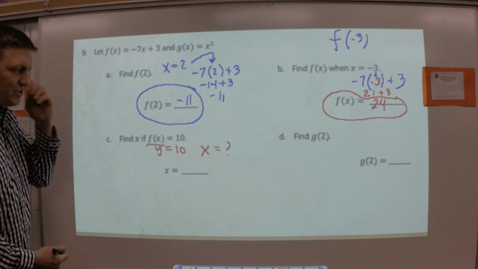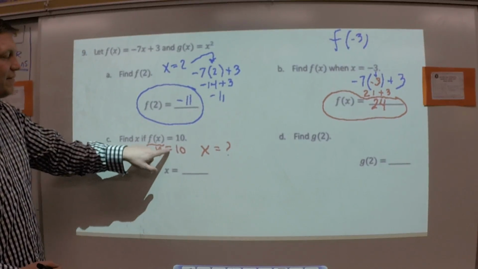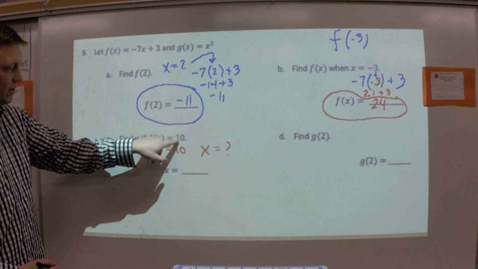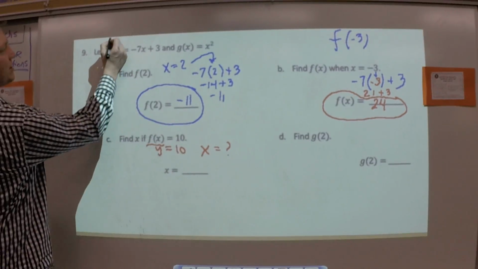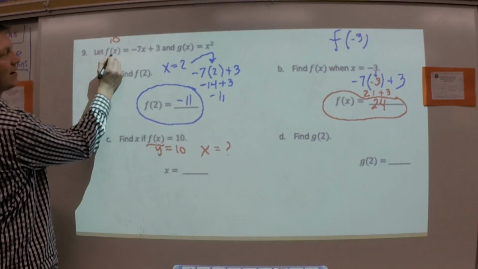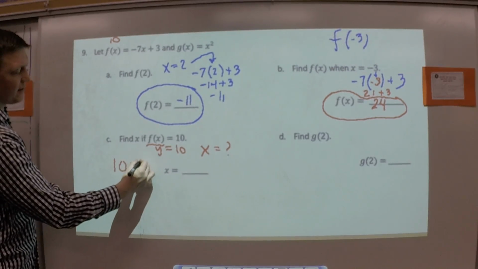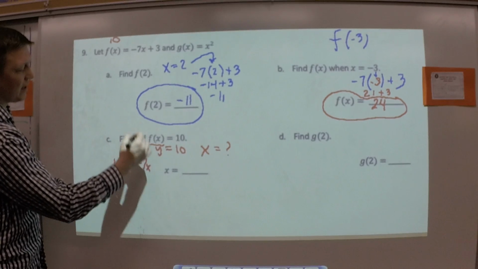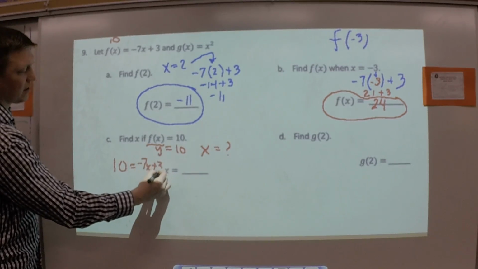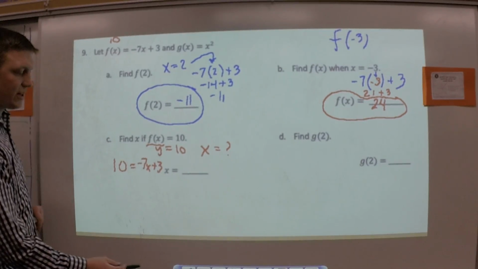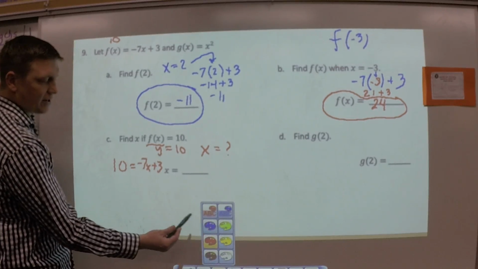Well, what we have to do is set up an equation. My y value is equal to 10, or my output is equal to 10, which means up here, put the 10 right here into this spot, okay? Which means rewrite it this way. 10 equals what? Negative 7x plus 3. Right, like that, okay? So then what I'm going to do is solve this equation.